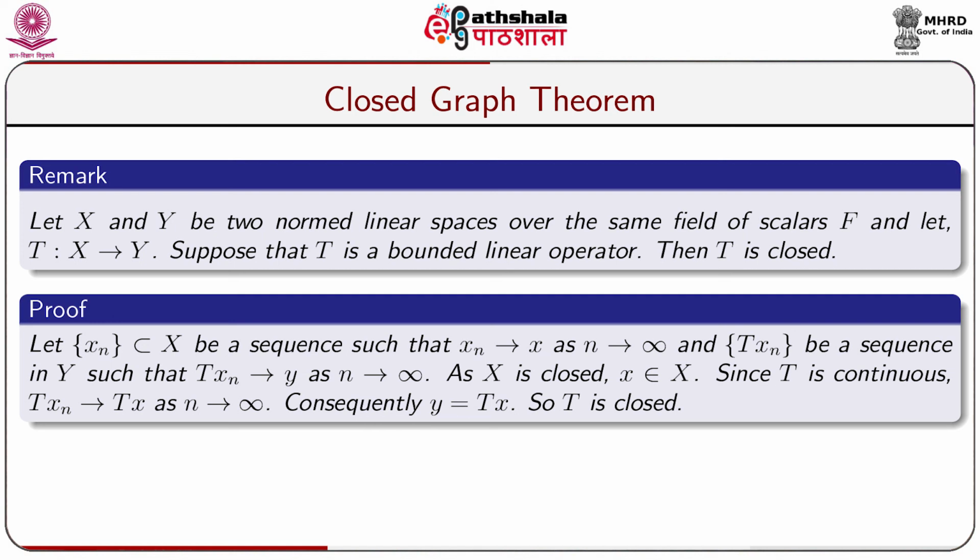As capital X is closed, x belongs to capital X, and since T is continuous, Txn goes to Tx as n tends to infinity. We have, since Txn goes to y as n tends to infinity and Txn goes to Tx as n tends to infinity, we get y is equal to Tx, because a normed linear space is a metric space and it is a T2 space, so the limit is unique. So, we must get y equal to Tx, and so T is closed.